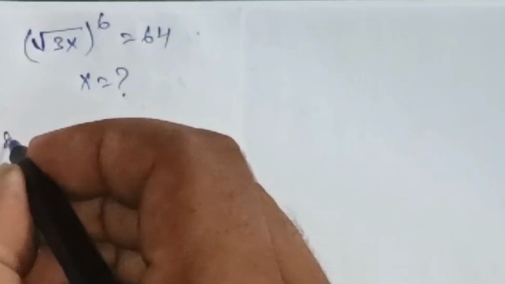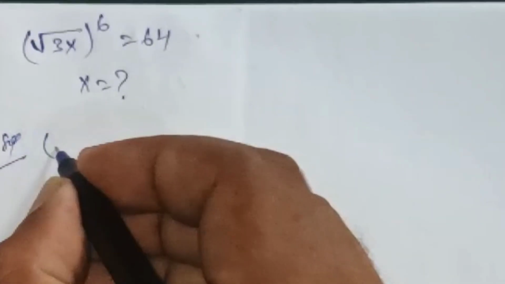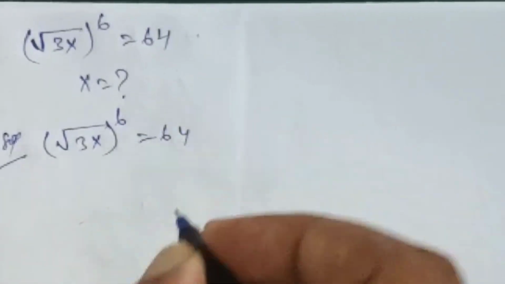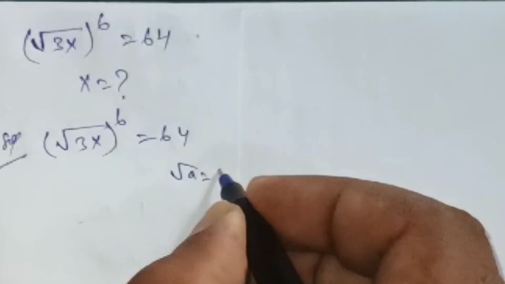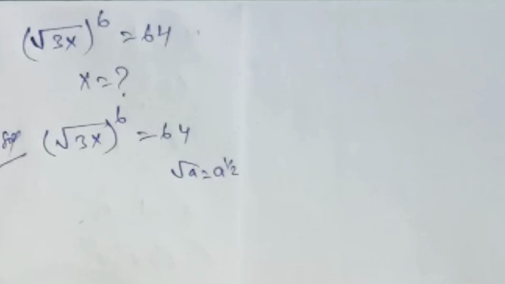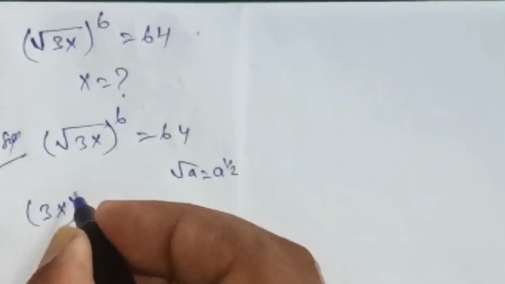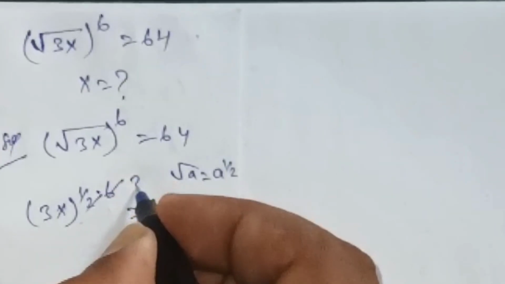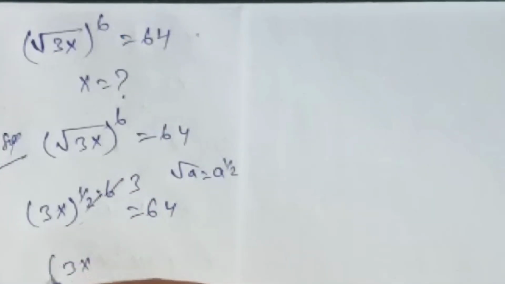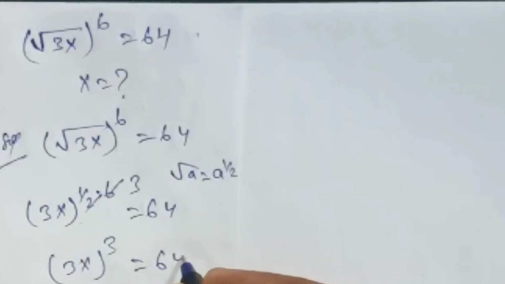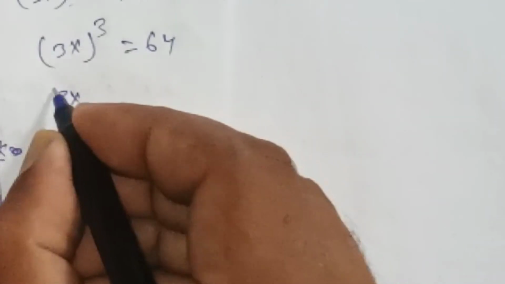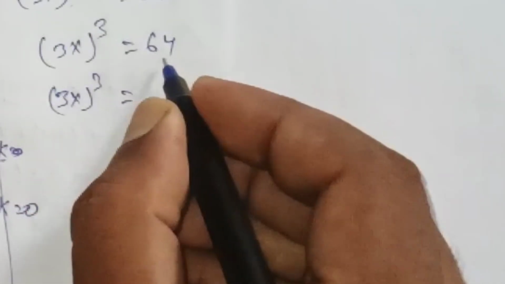Let's start the solution. First of all, (√(3x))^6 is equal to 64. We know that root under a will be written as a to the power half. So here (3x)^(1/2 × 6) is equal to 64. This 2 and this 2 cancel 3 times. Therefore, (3x)^3 is equal to 64. See here, (3x)^3 is equal to 64, which will be written as 4^3.